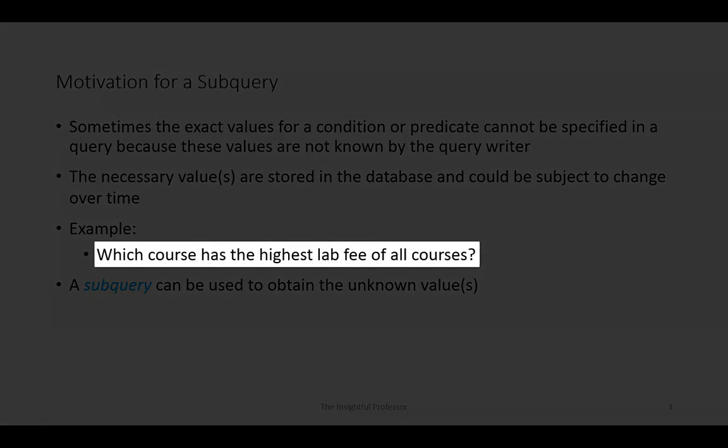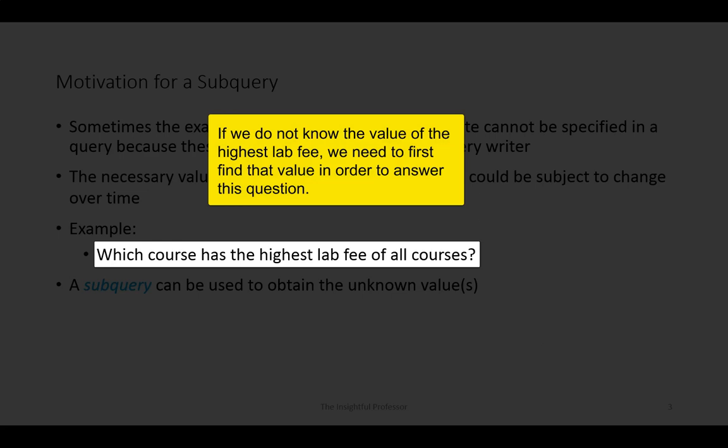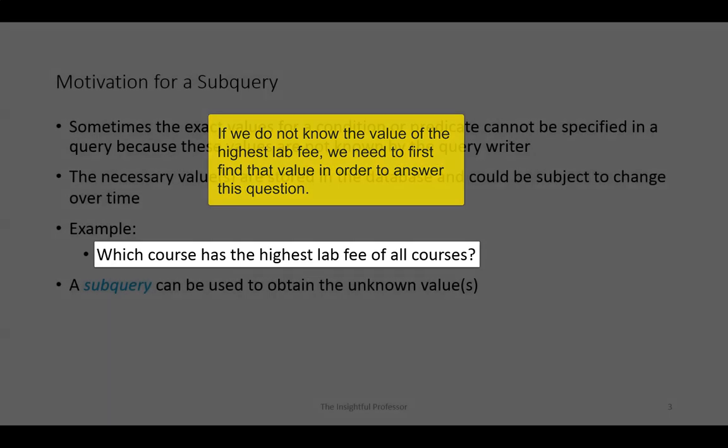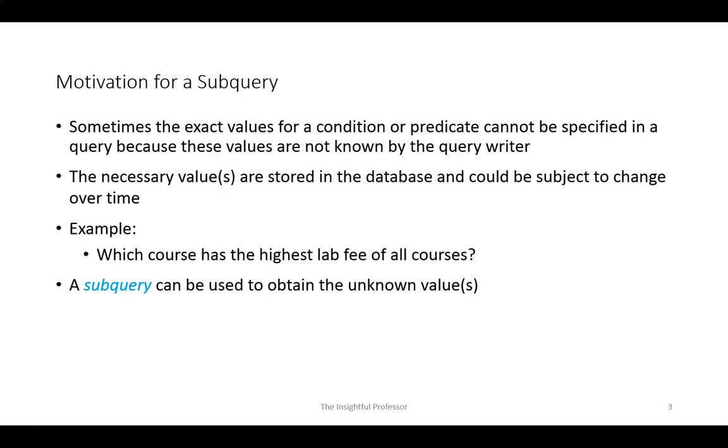Consider, for example, the question of which course has the highest lab fee of all courses. This would be a relatively easy query to write if we knew what that highest lab fee was. But given that we don't know what it is, we first have to obtain that value, and then we can formulate the query to say, select the course where the lab fee is equal to this highest value. That highest value could change over time. If courses are reassessed and assigned different lab fees, then the highest lab fee could change and then be associated with a different course.